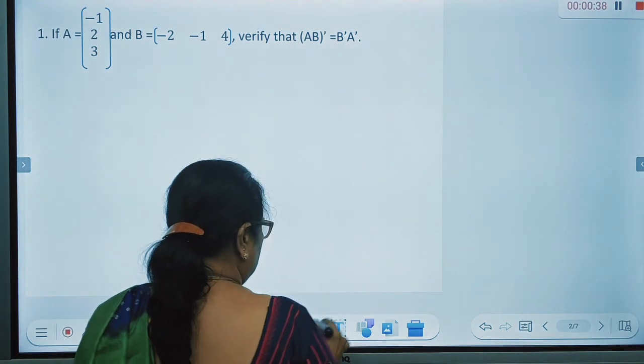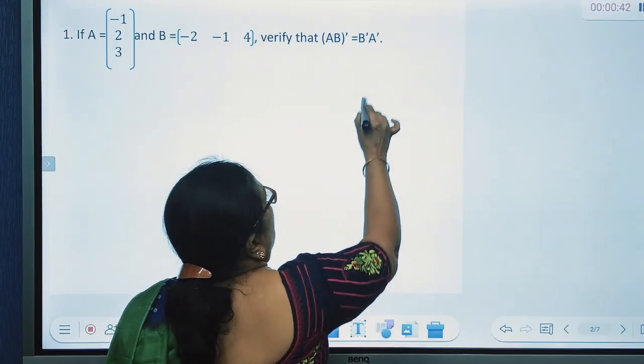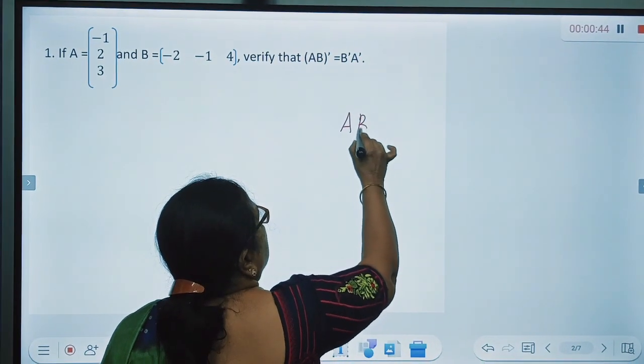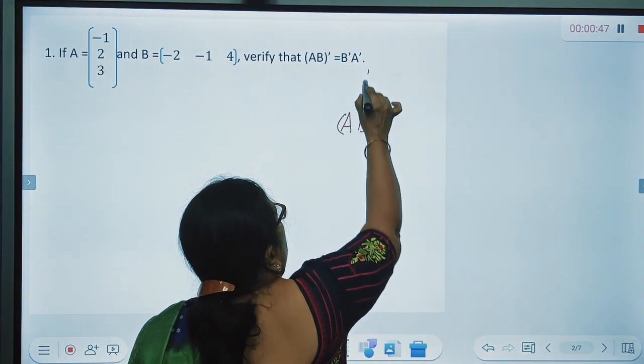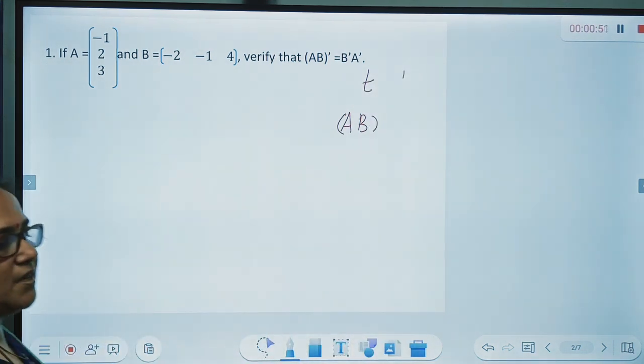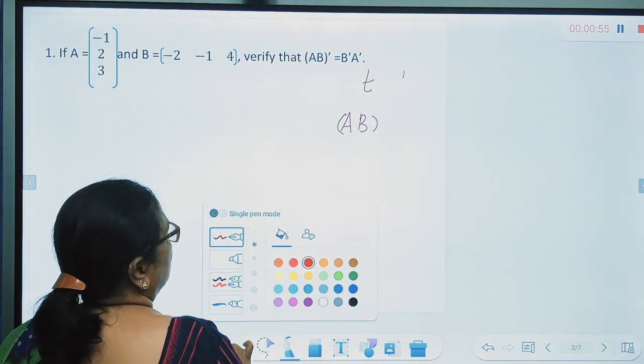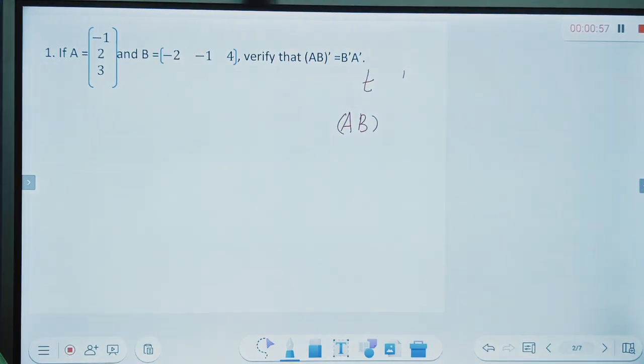I want to first tell you that transpose is written in two ways. We use this symbol or dash. Both represent transpose, so you should not be confused. It's just a matter of notation.